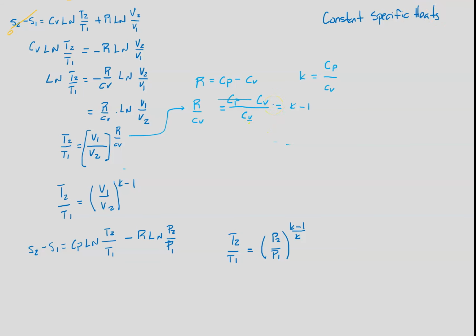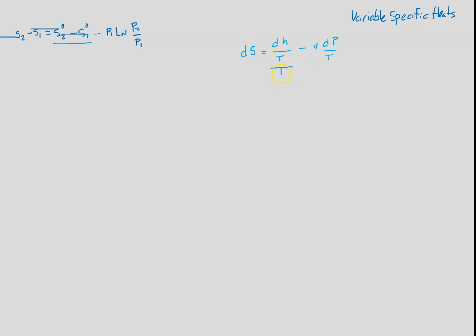Now we're going to do the same for variable specific heat. So now we are going to repeat this analysis for variable specific heats, and we are going to start from this expression. So this expression comes from this integral. Remember that from Maxwell equations we said that we're going to focus on this part only at this point of time.